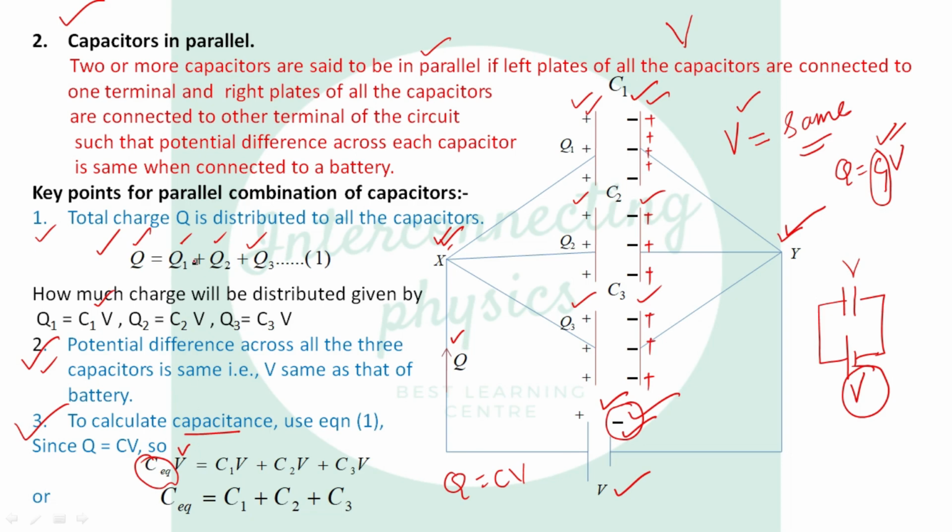And what is Q1? It is C1V. What is Q2? It is C2V. What is Q3? It is C3V. So if we take common V from the right side, then V cancels out with V and we will get the equivalent capacitance for the parallel combination as C1 plus C2 plus C3. It is the simple addition of all the capacitances of the capacitors.